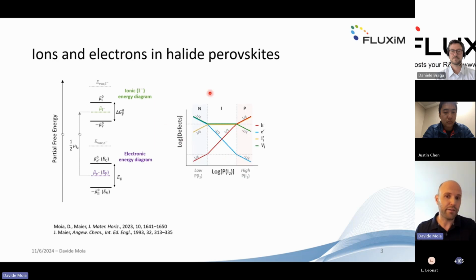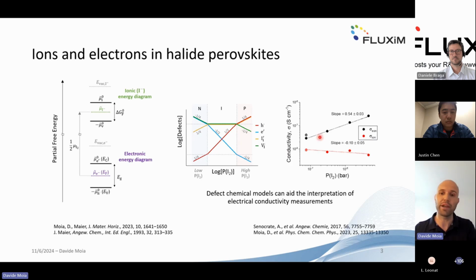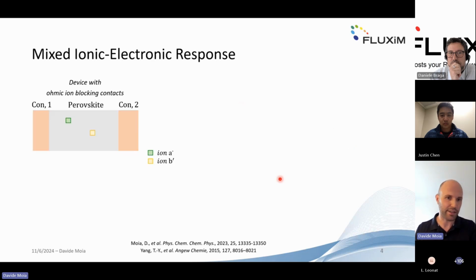So we could develop, for example, defect chemical models that describe the concentration of all of these electronic and ionic charge carriers as a function of iodine partial pressure, and this can be related, for example, to conductivity measurements, where we can deconvolute electronic and ionic components as a function of such a parameter. But even such a superficially simple measurement, where we just measure a conductivity, requires a number of assumptions, and I would like to discuss this a little bit more in detail in the next slides.